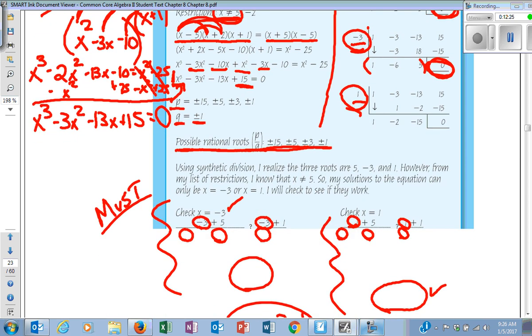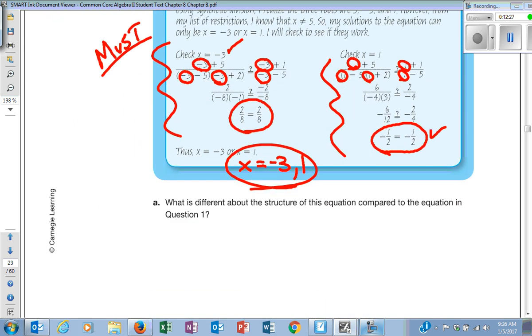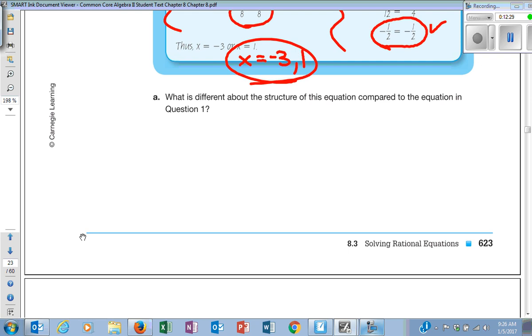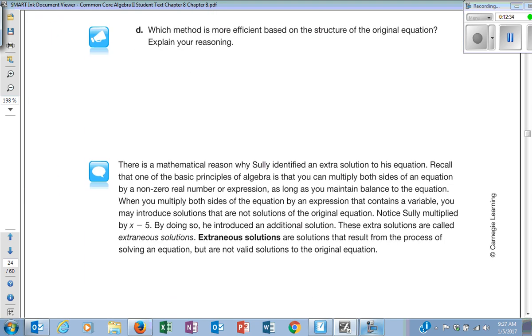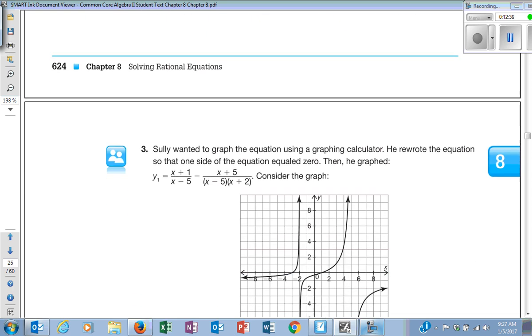We'll have some practice on this tomorrow. We need to really practice on this and try these out. All right, so that talks about the extraneous solutions.